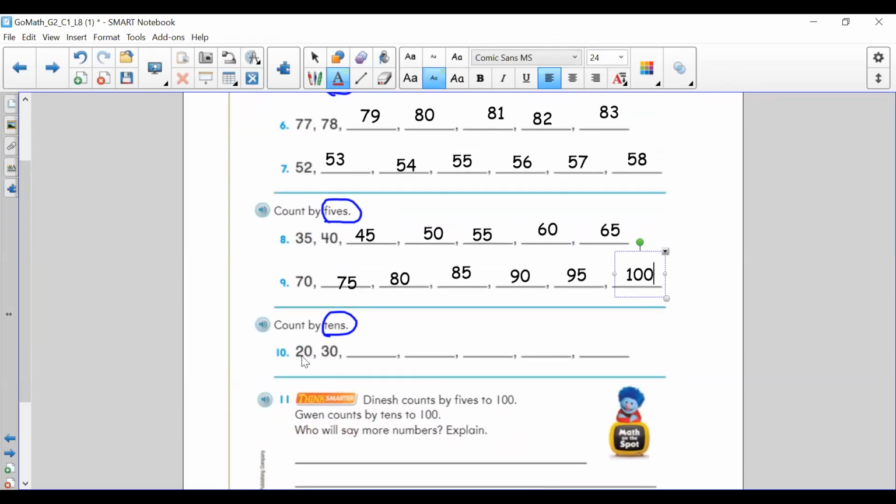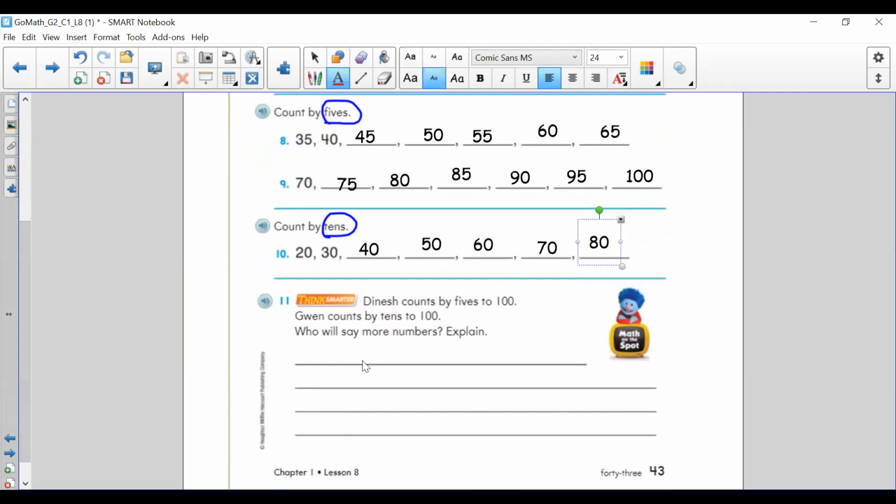Now let's count by tens, but we're not starting at 10, we're starting at 20. 20, 30, 40, 50, 60, 70, 80. Okay, good job. And then for math on the spot, Dinesh counts by fives to 100.